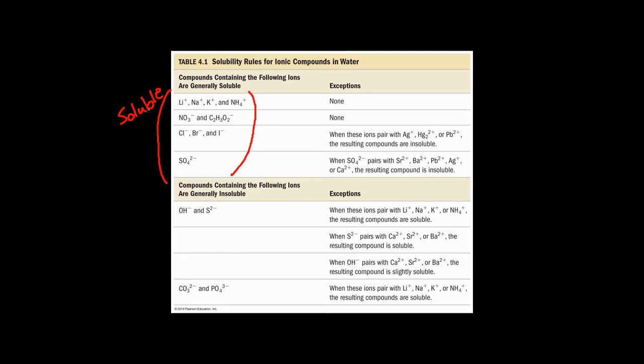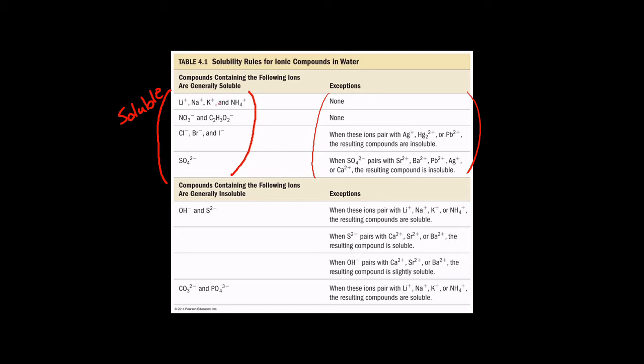So if you make a molecule, any ionic compound, and it contains one of these ions, it will most likely be soluble, with the only exceptions being what's listed over here. Some of these actually don't have any exceptions. So lithium, sodium, potassium, and ammonium, for example: if there is a molecule with these cations in it, it will dissolve in water, at least somewhat.